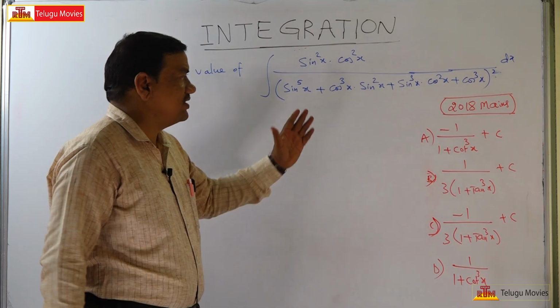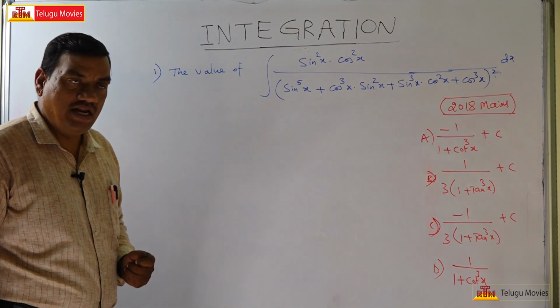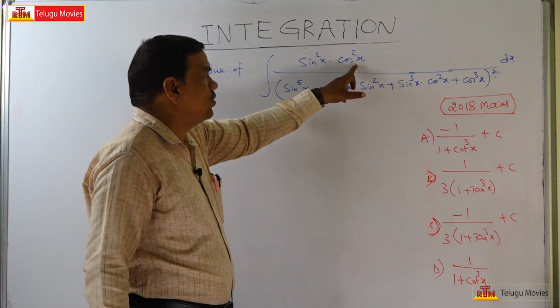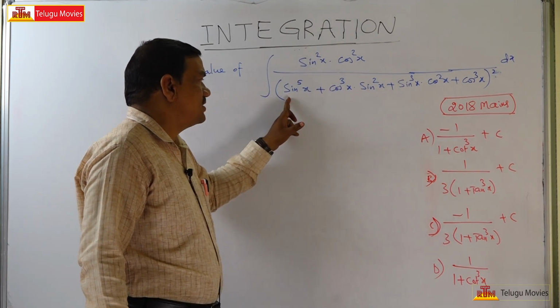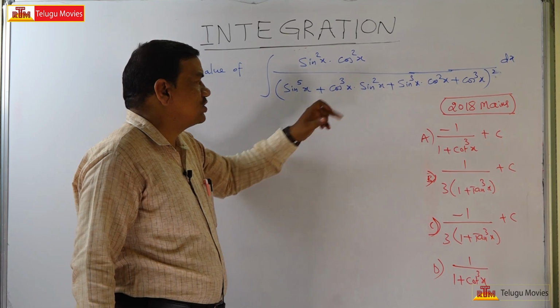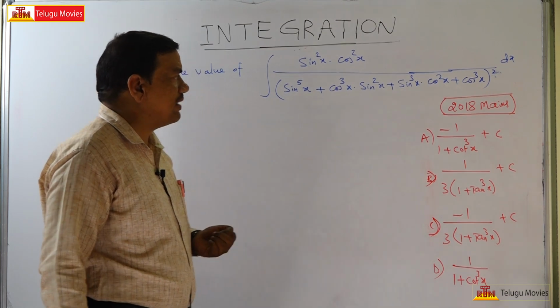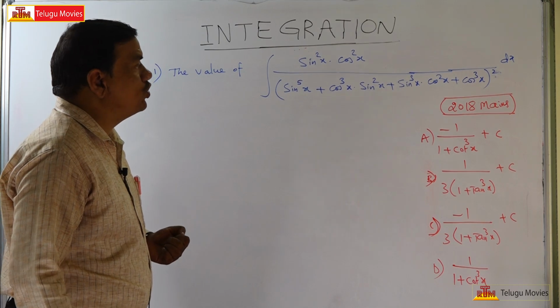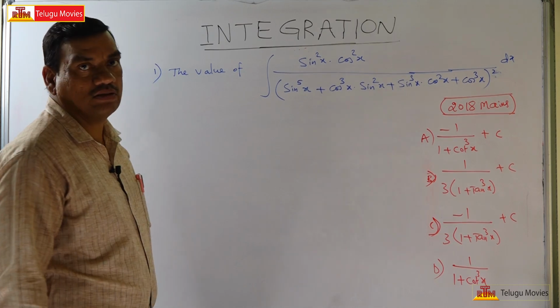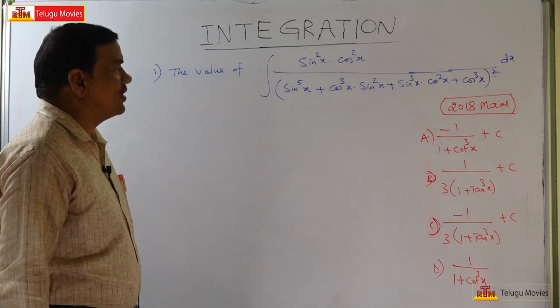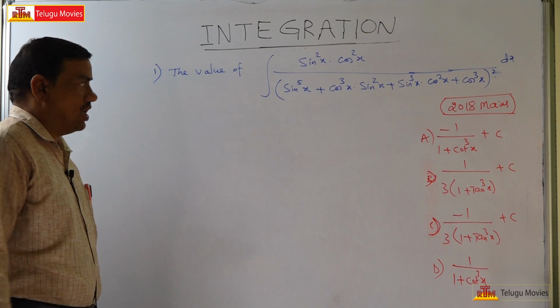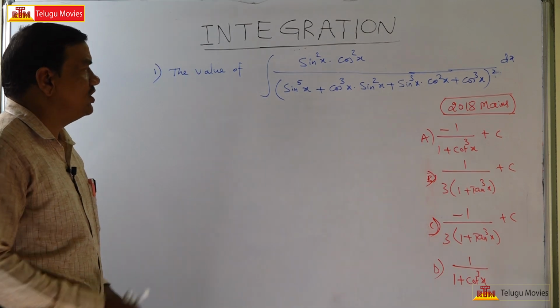Such a type of problem was given in 2018 mains. The problem is the integral of sin square x into cos square x upon, sin to the power of 5x plus cos cube x, whole square, dx. Actually the denominator is (sin^5 x + cos^3 x sin^2 x + sin^3 x cos^2 x + cos^5 x) whole square. So this is the problem given. We have to find its integration. So what will be your answer? How to proceed with this problem?